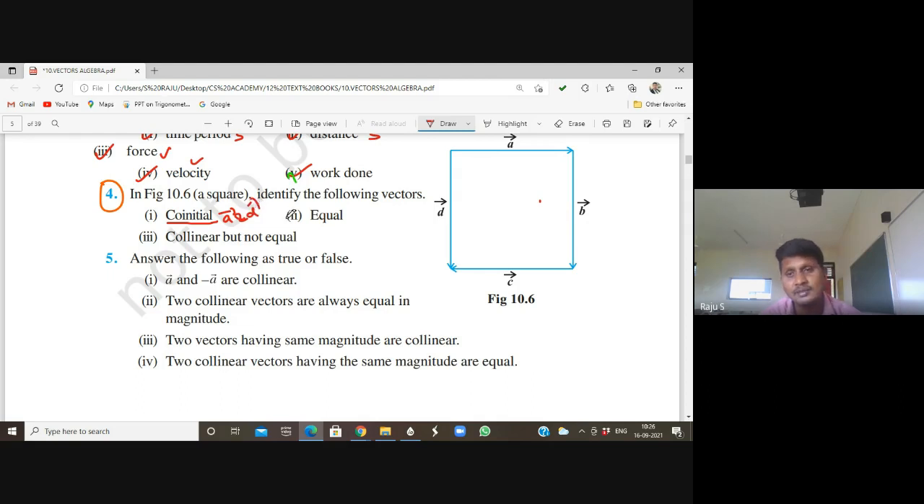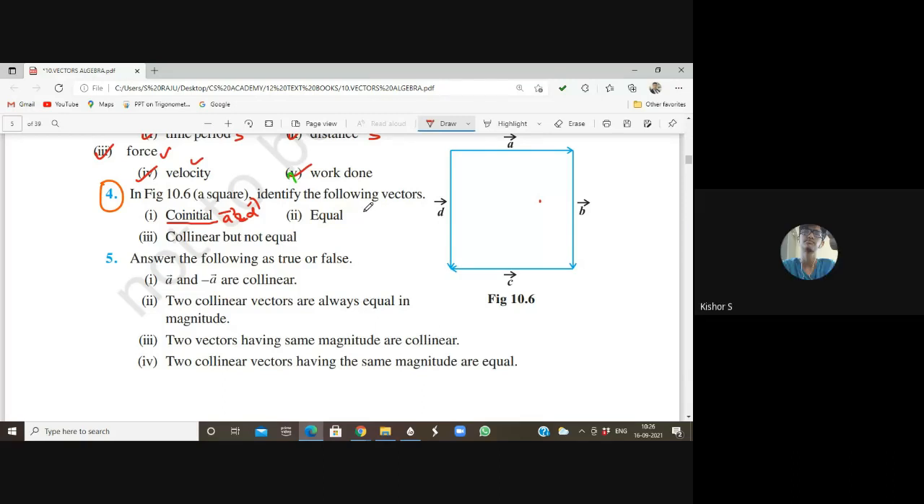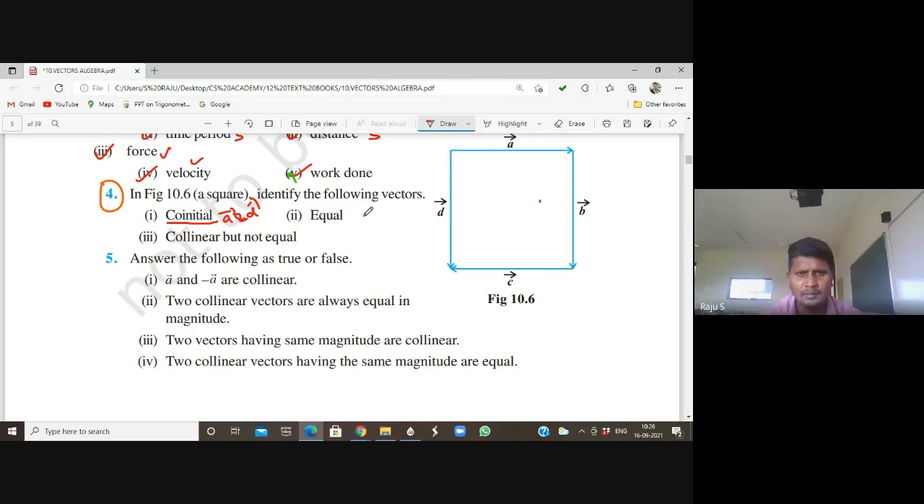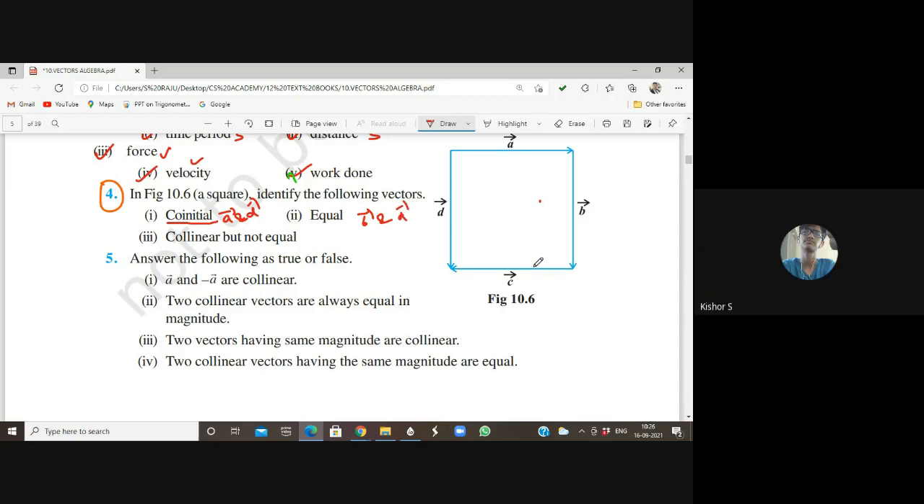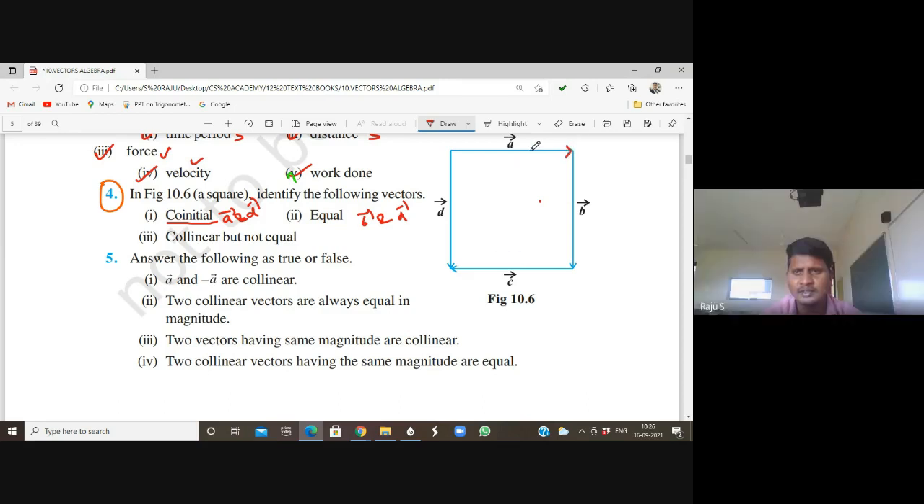Like equal vectors. Sir, what are the equal vectors? D and B. Yes, D and B. That is, we are saying that B and D. Why can't we take vector A and C? Because they are in opposite directions. Exactly. Vector A is towards the right side and the other is towards the left side. Opposite direction, so we can't say they are equal.